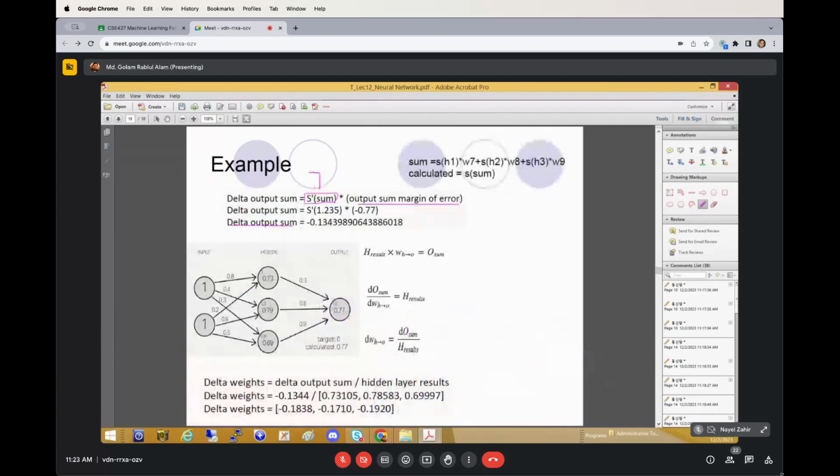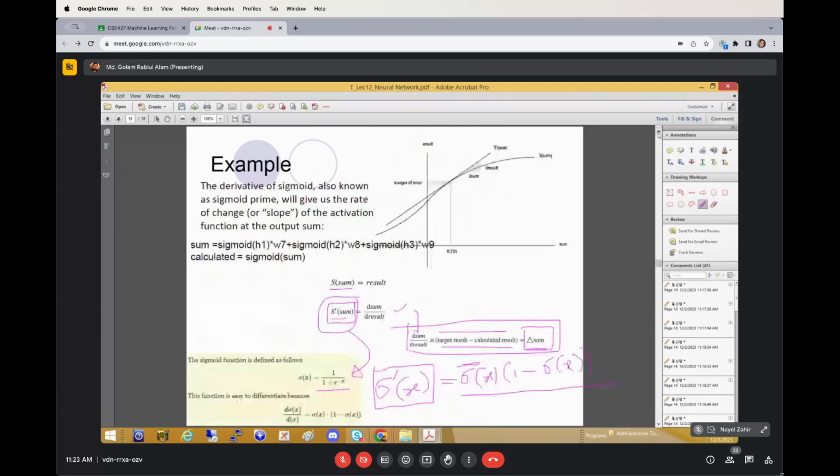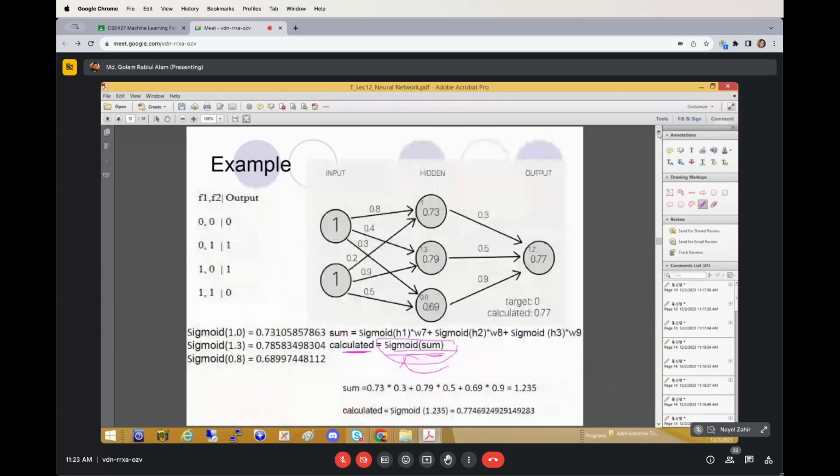So here, derivative of the sigmoid of the sum times margin error. We know the margin error is this, and then the sigmoid of the sum. What's the value of the sum in our case? In our forward propagation, we have already calculated the sum, or you can say here this is the sum. The value of the sum is 1.235. And the derivative of the sigmoid of the sum, we have calculated, is 0.774.